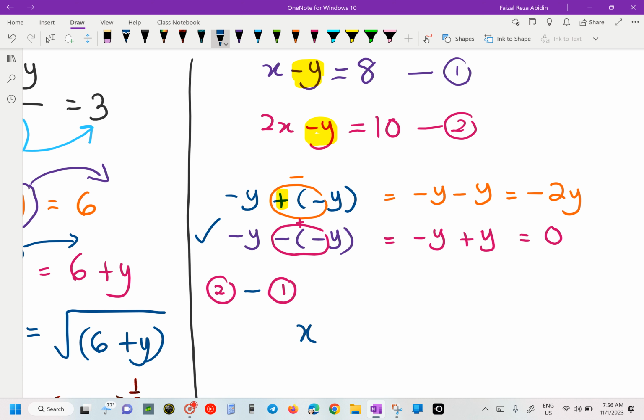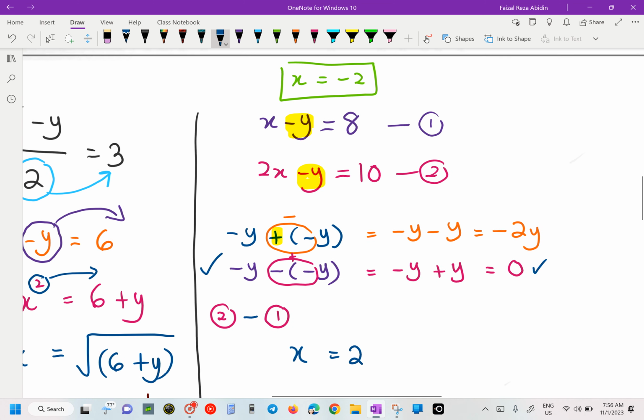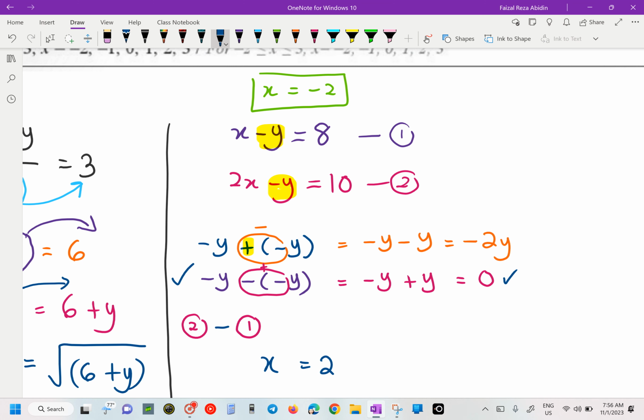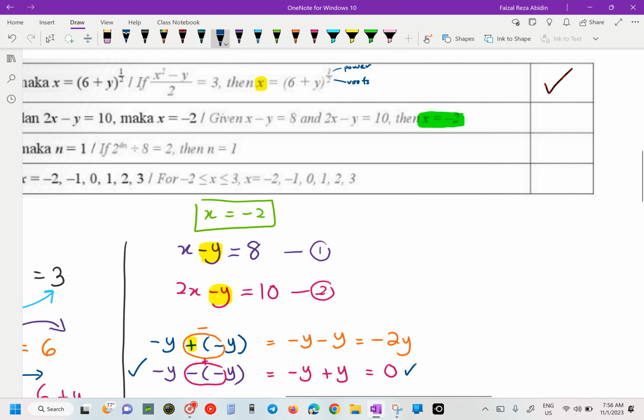Negative y minus with negative y. You got already 0. No need to do anything for y. Equals to 10 minus 8. 2. Is it correct with what the question gave to us? No. So the answer over here will be? False. Can, even though it's one mark, but you have to prove it.